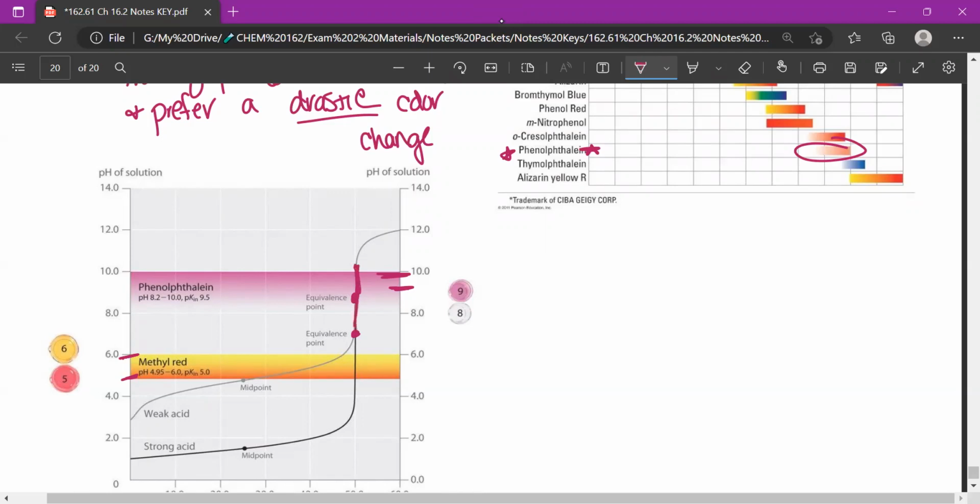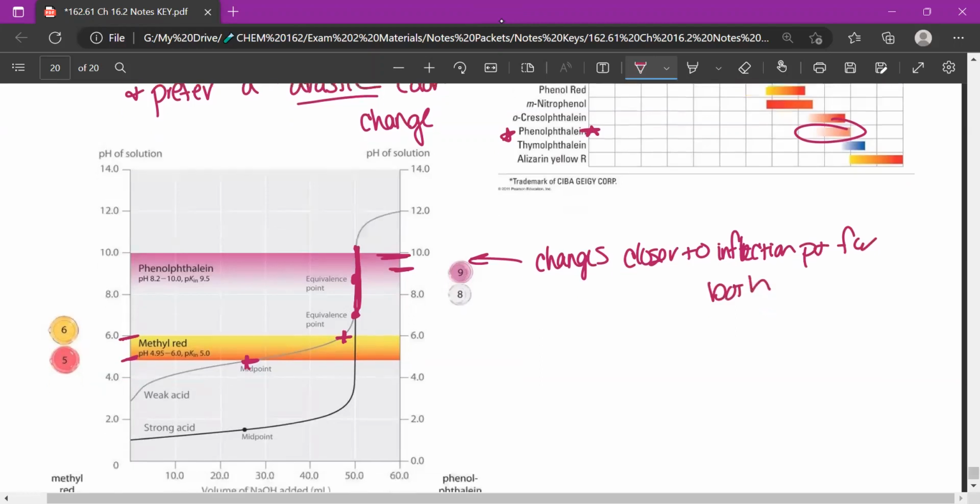However, because this is like a straight up and down line, if it was between methyl red, it could be anywhere from here to here, or here to here, essentially. And that's a big difference in milliliters, which really affects our pKa. So we want to use phenolphthalein because it changes closer to the inflection point for both of these acids.